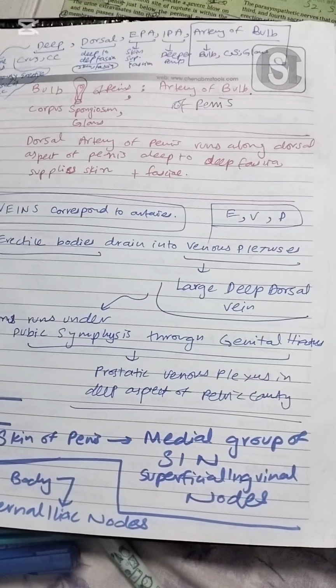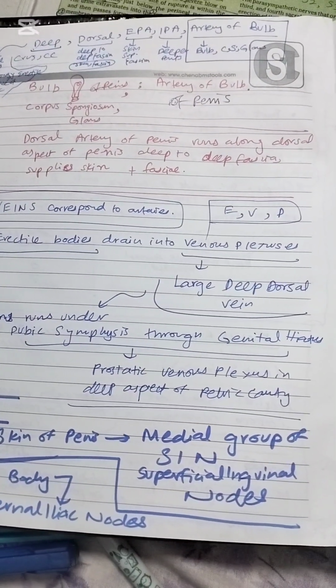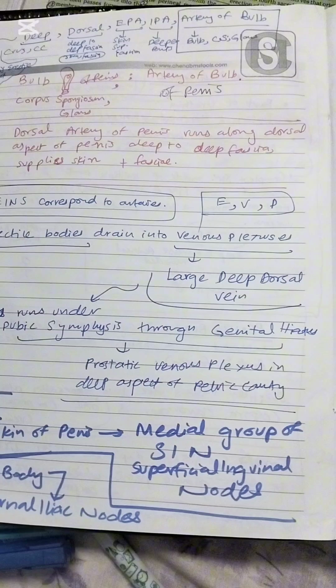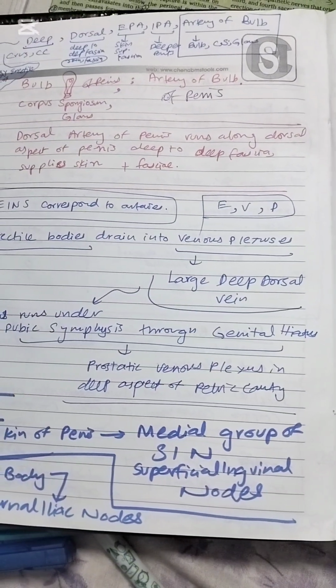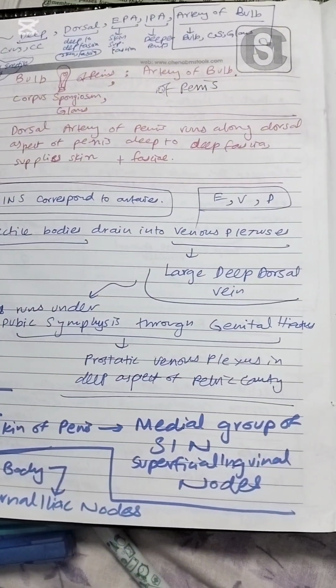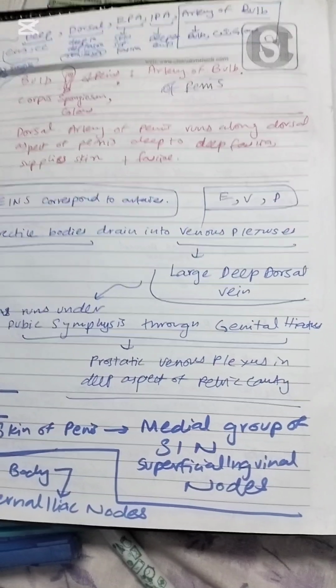Now let's talk about the dorsal artery of the penis. The dorsal artery of the penis is going to run along the dorsal aspect of the penis, and it is going to run deep to the deep fascia, and it is going to supply the skin and fascia as well. So skin and fascia is also going to be supplied with the dorsal artery of the penis.